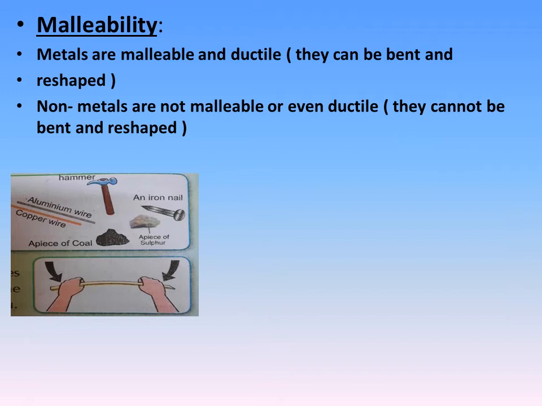Malleability. Metals are malleable and ductile. They can be bent and reshaped. Non-metals are not malleable or even ductile. They can't be bent and reshaped. We need some materials to prove that. We need a hammer, some metallic substances, and some non-metal substances, and we use the hammer to reshape these materials. Let's see a video to show that activity.